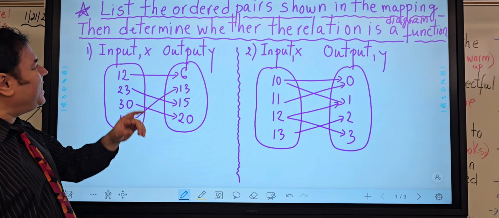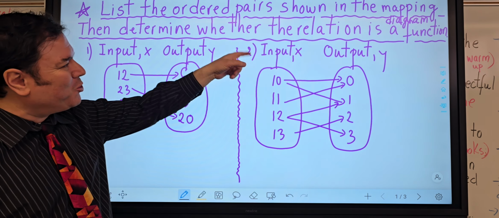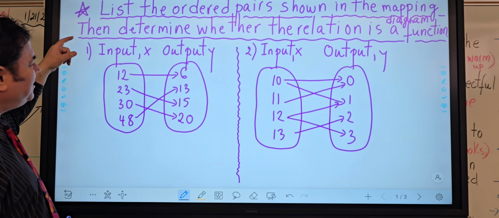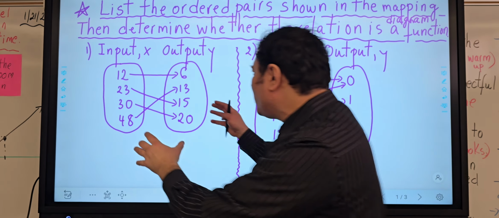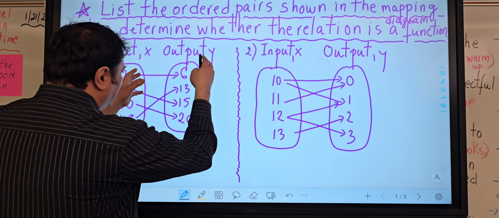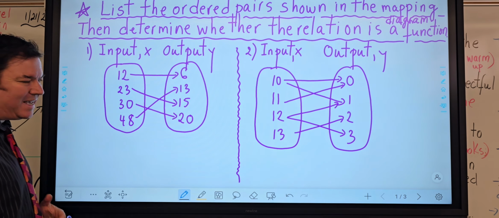So take a look at the lesson today. List the ordered pairs shown in the mapping diagram. Then determine whether the relation is a function. So let's take a look at the input and the output at these ordered pairs.